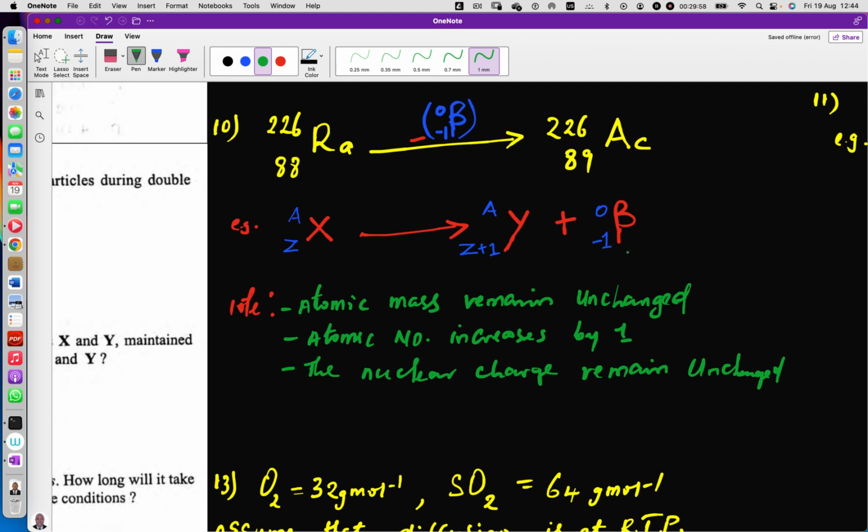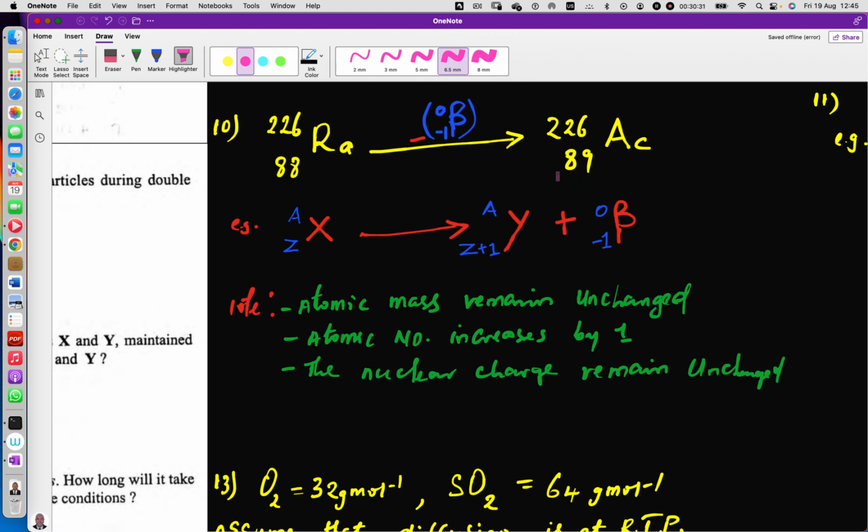When it undergoes this, going back to our question, you will see that this is 226 and 88. The mass number remains unchanged, as we said. But what will change will be the atomic number. The atomic number will increase by 1 because it will be 89.